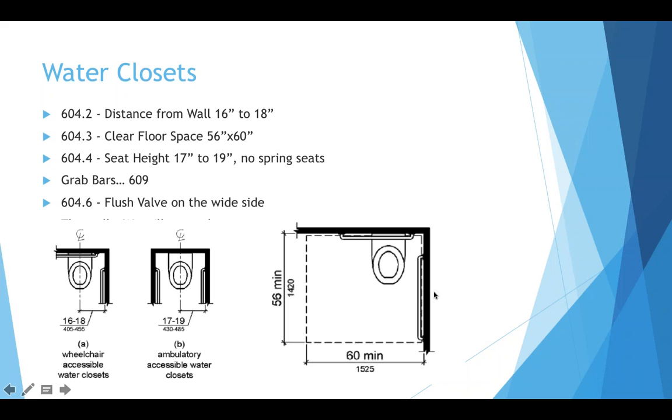The clear floor space is 60 inches from the parallel wall and then 56 inches from the perpendicular. Another dimension that you have to be aware of is the height of the water closet. And it's to the seat in the seated position. And the ADA does note that you're not allowed to have a springed seat. And I can't think of the last time I saw one, but it's still in there. And so that seat height has to be 17 to 19 inches.